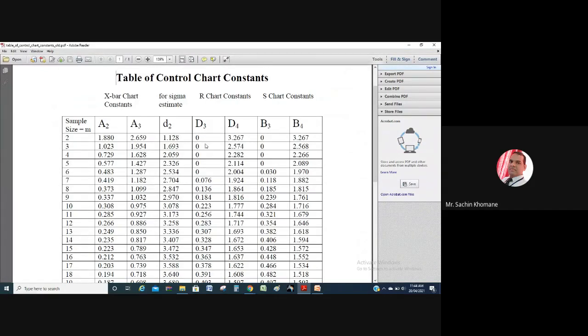For two samples, D3 is 0. Up to 6 samples, D3 is 0. We have only 5 samples, right? 5 columns were there. So D3 is 0, and D4 is 2.114. D4 is 2.114.